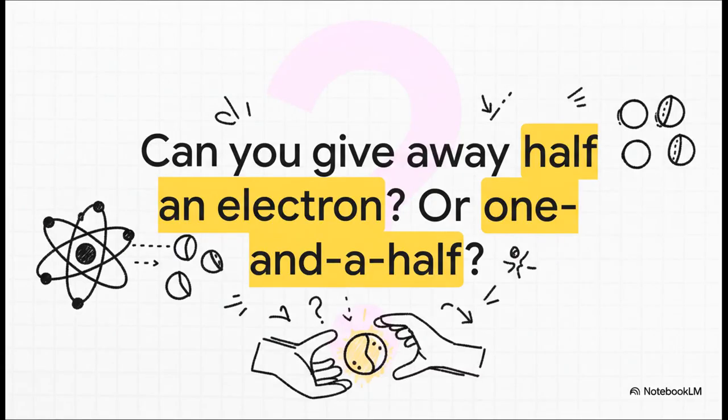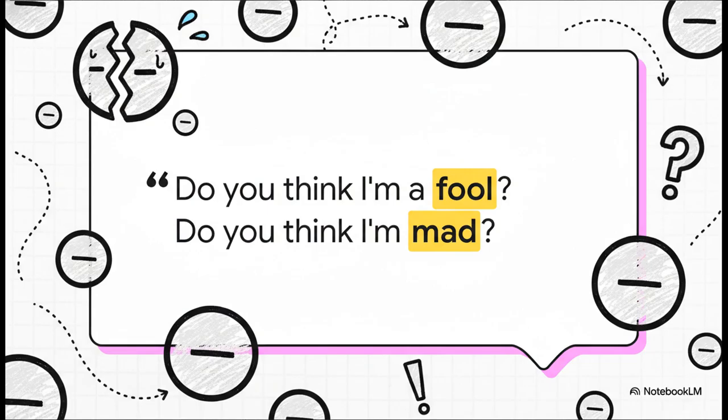Okay, this all makes sense. We're just moving electrons around. But that brings up a really interesting question. If it's all about transferring electrons, can you transfer just a piece of one? Like, can you chop an electron in half? And I love how the source material answers this. It basically asks, am I a fool? The idea is just no way. It's impossible. You can't have half an electron. It's a fundamental particle. You get the whole thing or you get nothing.